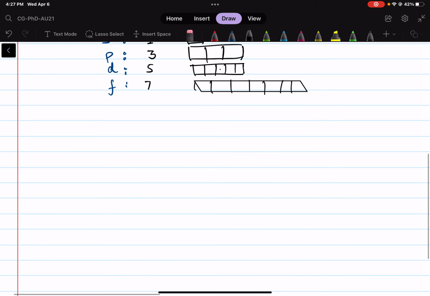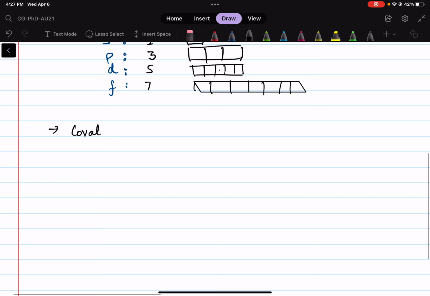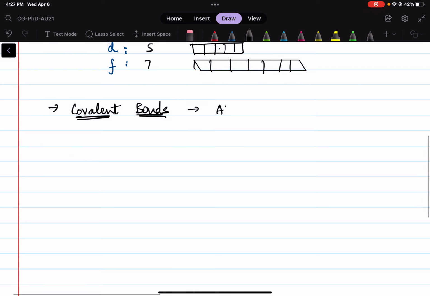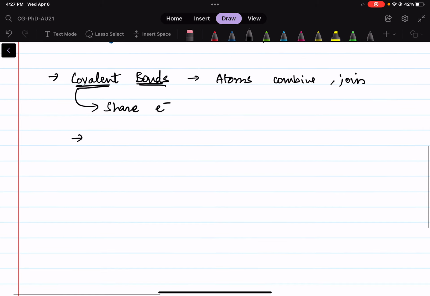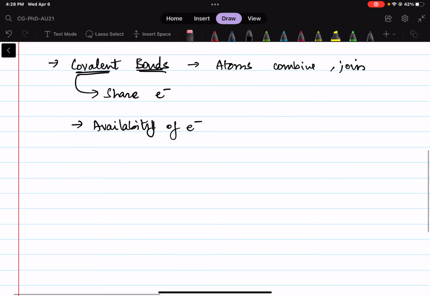But what happens is that when atoms, especially in covalent bonds, again, this does not happen in other bonds most of the time, but in covalent bonds, when atoms want to combine or join, they will share electrons. That is one of the key features of covalent bonds, that they share electrons. That is the definition of covalent bonds. To enable that sharing, what you need is availability of electrons.